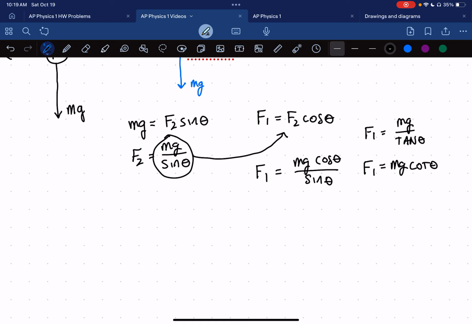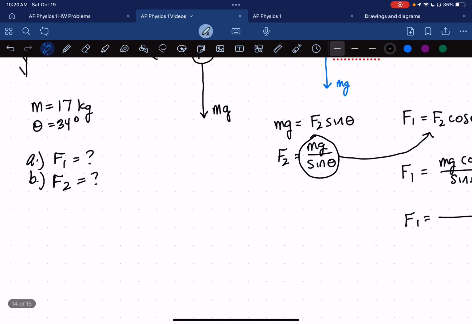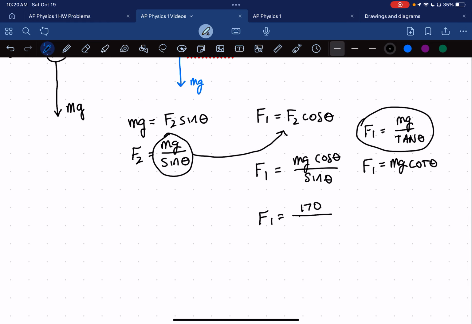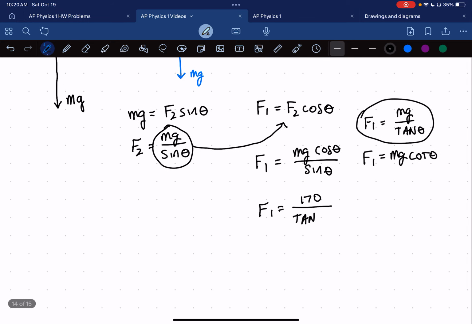Yeah, I think that's good. I kind of like this one here. So I'm going to go ahead and solve it this way. We have tangent in our calculator, so we're going to use this one. The mass is 17, so mg is 170, and then it's tangent of 34 degrees.